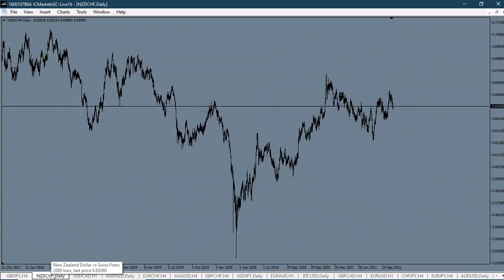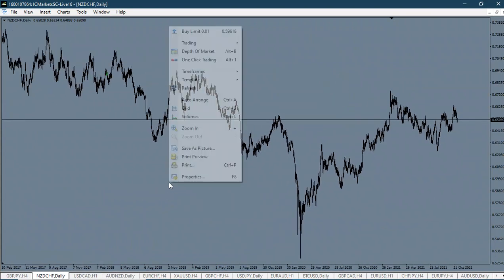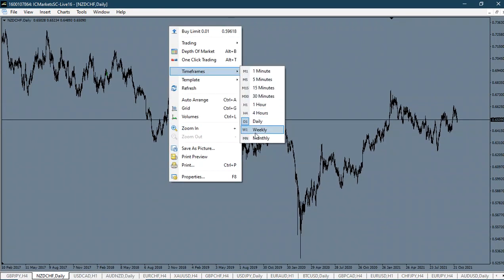Let's move on to NZDCHF. Same story also with here.